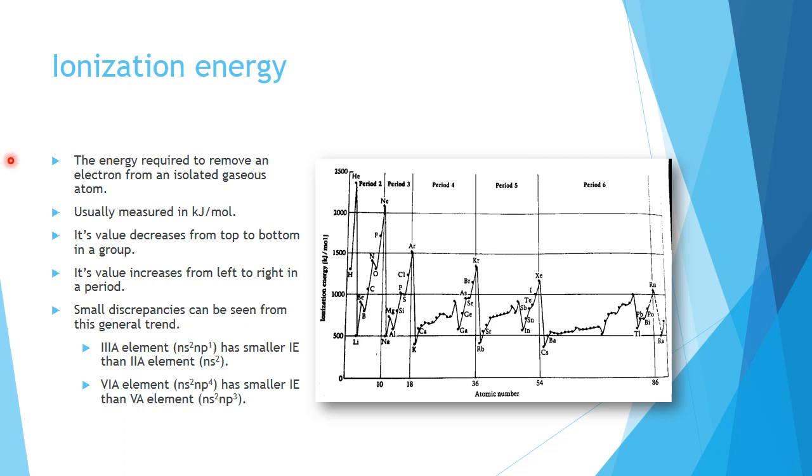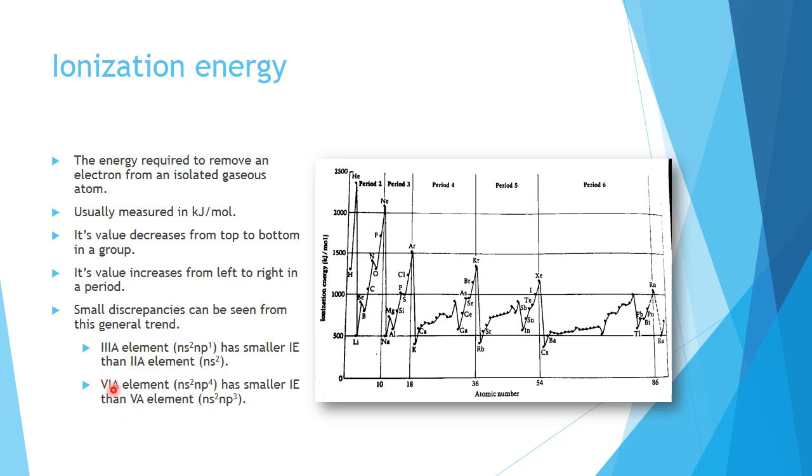Some irregularities are also found in the ionization energy trend. For example, the group 3A elements, which have the electronic configuration of ns2 np1, have smaller ionization energy than the group 2A elements. Why is this so? Because the valence electron in case of 3A elements is the np1, which would initially be removed. The np1 electron does not have any pairing, therefore it can easily be dislodged by the valence shell.